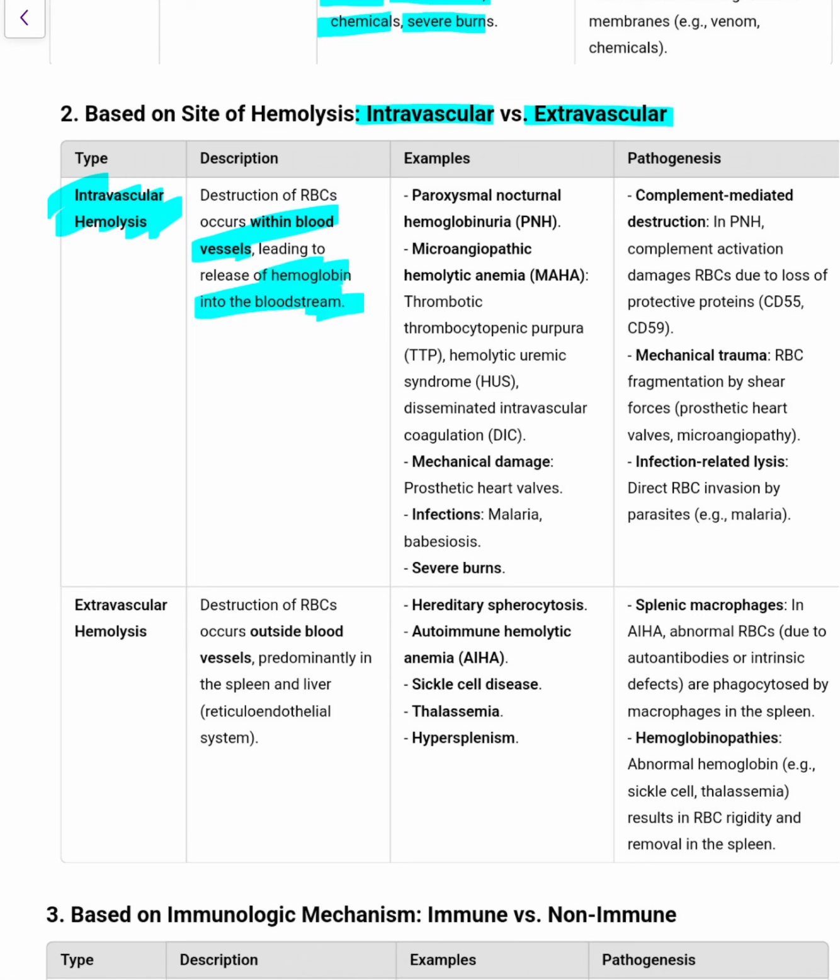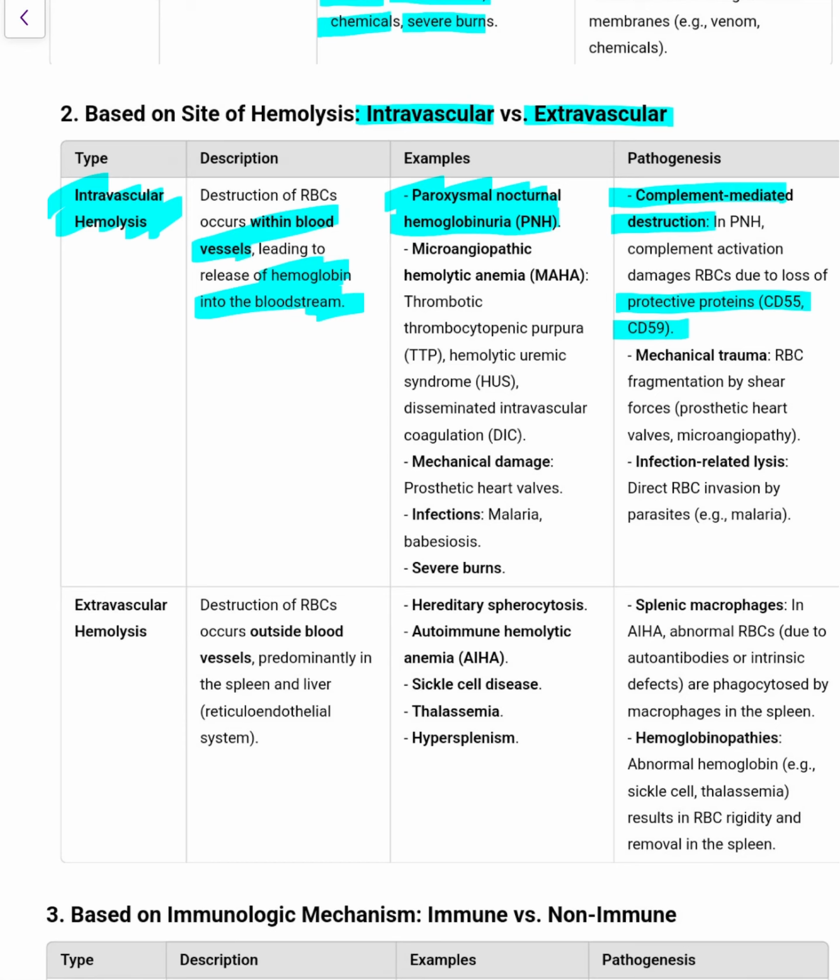So what are the examples? PNH, that is paroxysmal nocturnal hemoglobinuria. What happens here? Because of the mutation in the PIGA gene, the CD55 and CD59 are not able to attach to the RBCs. They are protective. When they are not there, then the complement will go and attack the RBCs. So protective proteins are lost, CD55 and CD59. So complement mediated destruction will happen, hemolysis will happen, the hemoglobin will go and collect in the bladder, and in the morning the patient will have hemoglobinuria.